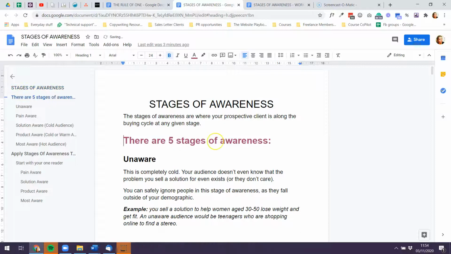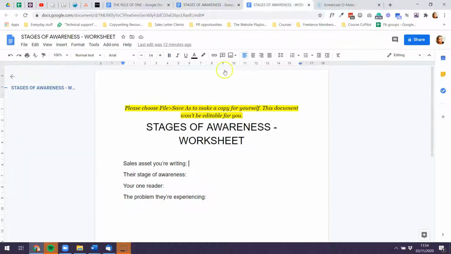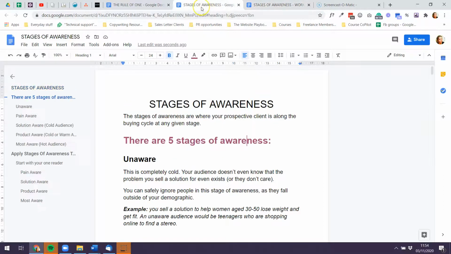So I'm just going to delete that bit. Okay, so there's 5 stages of awareness. I'm just going to go through them all to give you an overview, and then we're going to look at how you're going to start applying those to specific marketing assets. And I've got a worksheet here, and I'm going to go through that for each stage of awareness as well. So you can see how it all pulls together depending on what you're writing and who you're writing for.